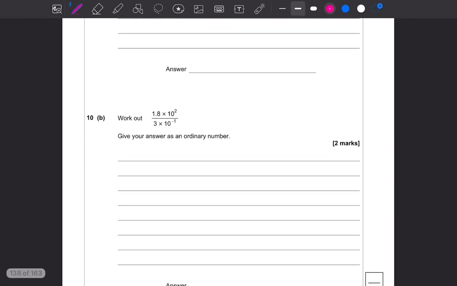Work out 1.8 times 10 to the 2 divided by 3 times 10 to the 1. Well, if we change the top to be 18 times 10 to the 1, then what we can do is just do the 18 divided by 3 and get 6. And then we'll have to do 1 take away minus 1 to get 2. So times 10 to the 2, leaving it as an ordinary number, so 600.